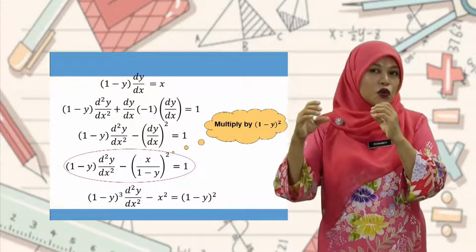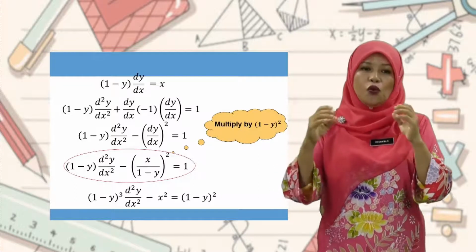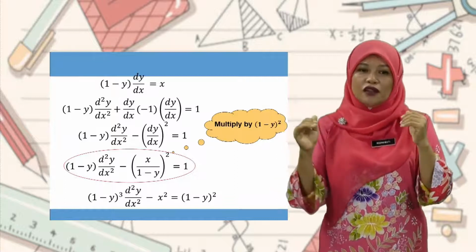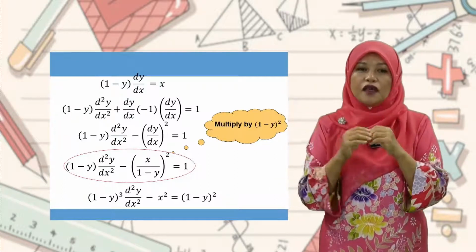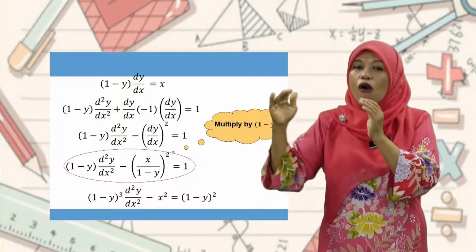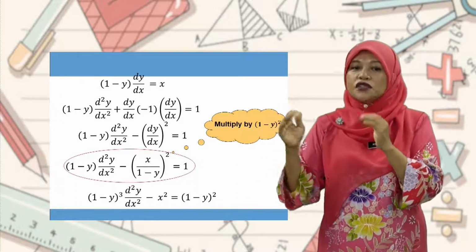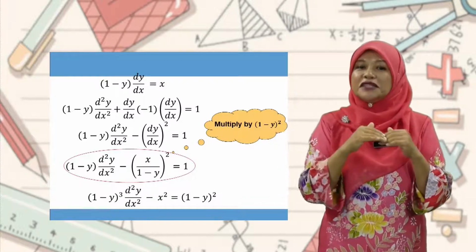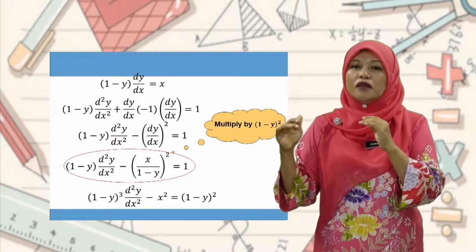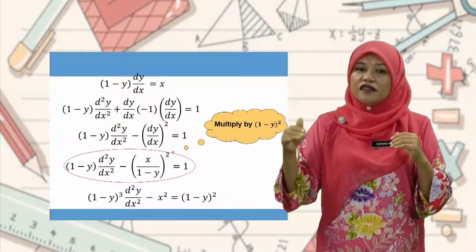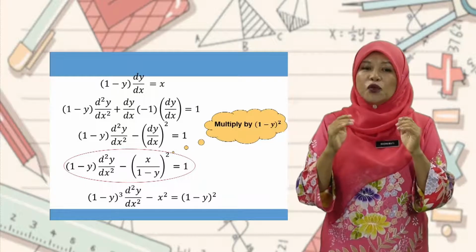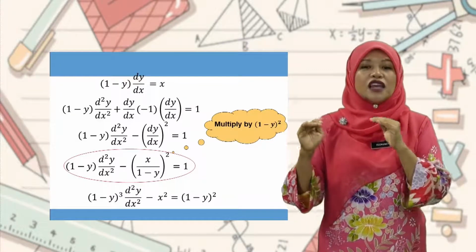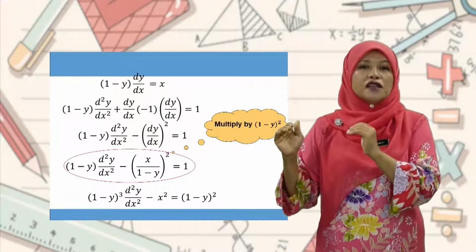Okay, let's recall the question. We want to show (1 minus y) cubed. Okay, but here we don't have the cube yet. We only have 1 minus y. And then in the second term, we have over (1 minus y) squared. So this line, where I circled it there, I multiply everything by (1 minus y) squared. Hence, we will have (1 minus y) cubed d2y/dx squared minus x squared equal to (1 minus y) squared.